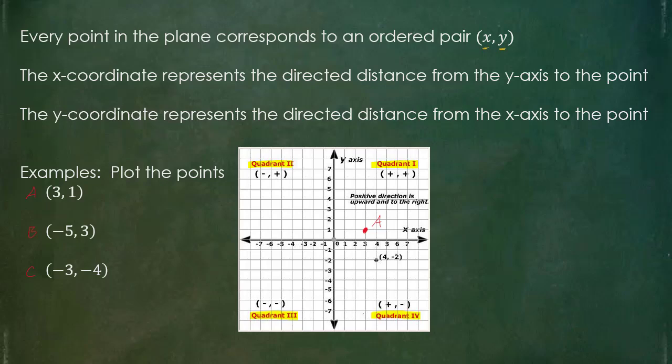I need to do a horizontal directed distance of -5, so that would be left 5, and a vertical directed distance of +3, so up 3. Again, plot the point and label. One more example, (-3, -4) would be a horizontal directed distance of -3, so left 3, and a vertical directed distance of -4 or down 4. And that would end up here in the third quadrant. So again, we plot the point where that intersects and label it.